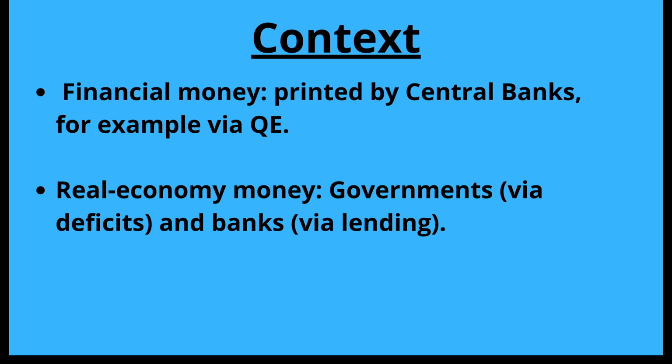So the context. There are two types of money. The financial money, which is printed by the central banks, for example, via quantitative easing. The central banks are the ones in charge since 1913, at least in the United States, of issuing legal tender, so then people can go and spend it. But they don't give it directly to the consumer. They go through different routes, so we're going to explain where. And there's the real economy money, which is how governments, through deficits, and how banks, via lending, bring that money into the actual economy, into the system, so you and I, the consumers, can spend and do business.